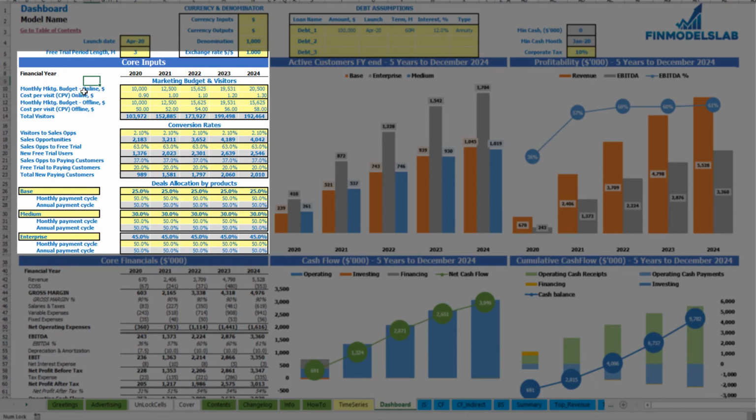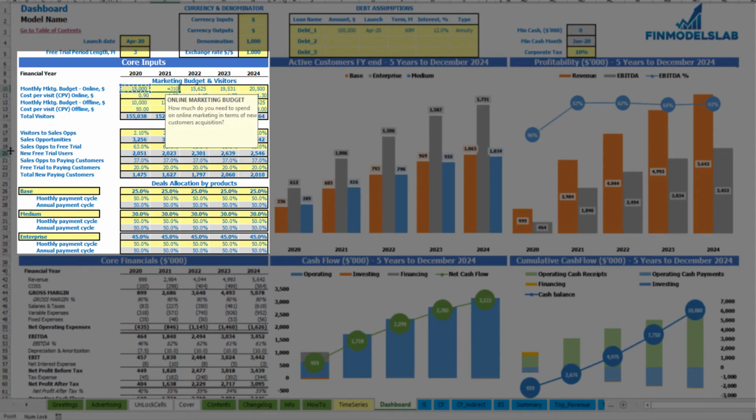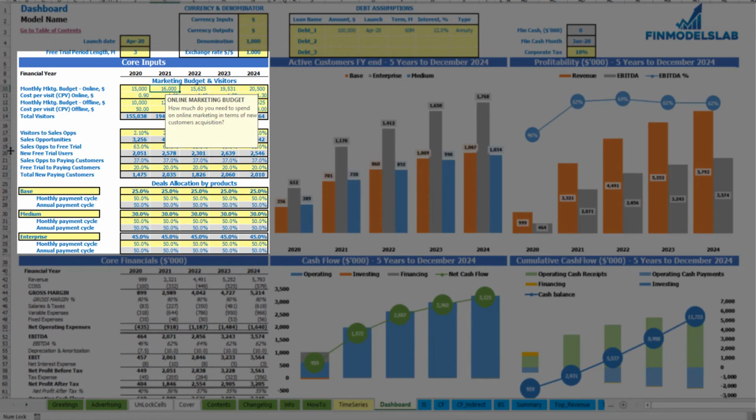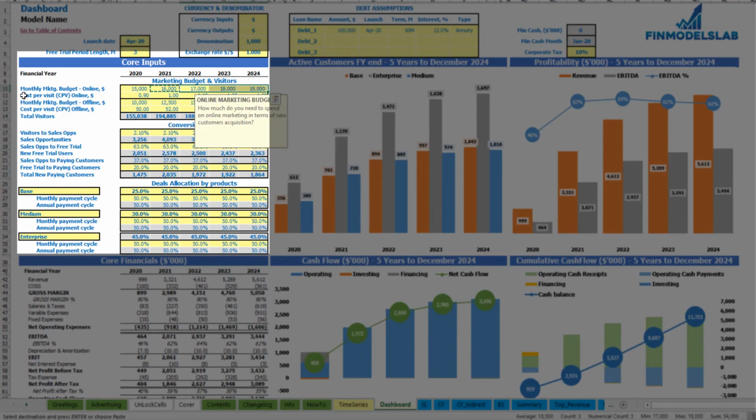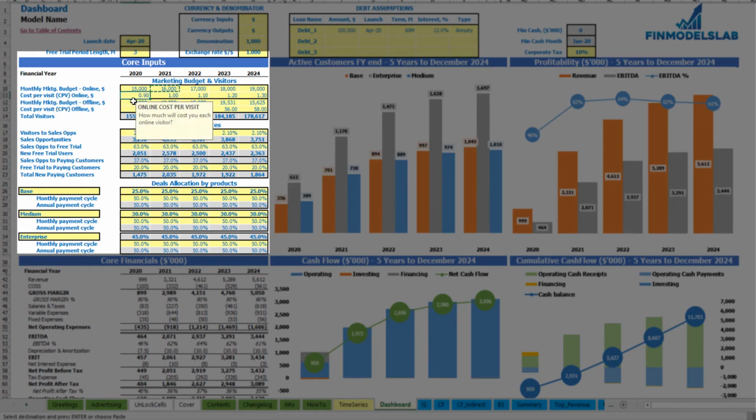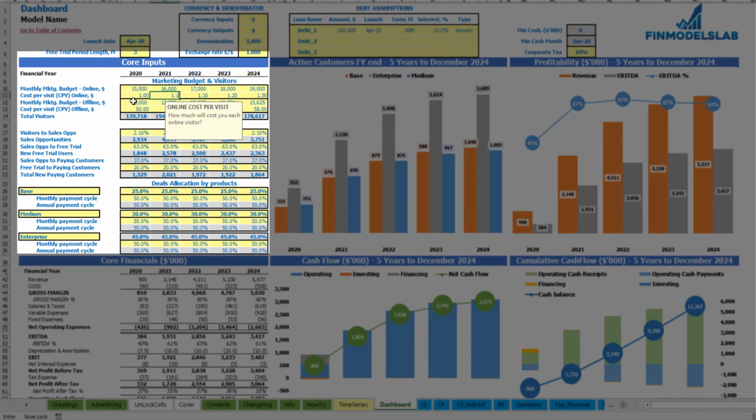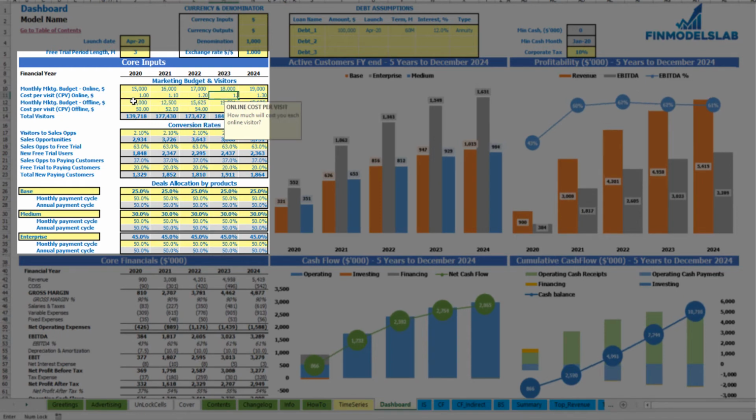Let's set up the monthly marketing budget across the years. This means the average monthly spend on the marketing budget. Let's pretend this is 15,000 plus an additional $1,000 per month across the next years. The next step is to input the cost per visit for this online stream. Let's say it's $1, 1.1, 1.2, 1.3, 1.4.